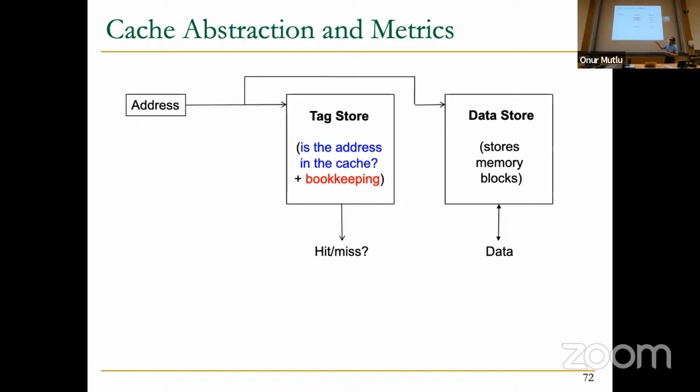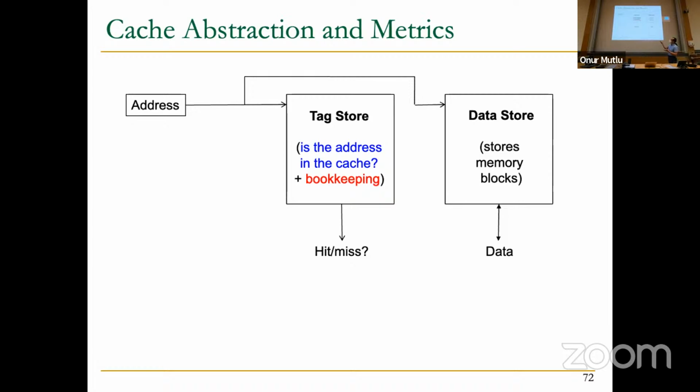Basically, you have an address that you want to find in the cache, and you have two stores in the cache: tag store and data store. The tag store contains the metadata corresponding to each of the memory blocks. The data store stores the memory blocks that are cached, and the tag store stores the metadata or bookkeeping information that's needed for each memory block.